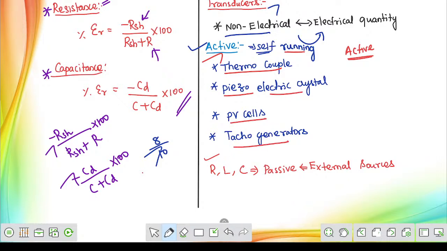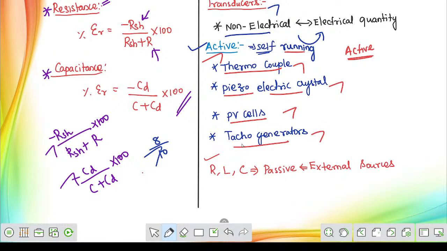You must remember the names, sir, because a direct question can be framed from them. Like, give an example of an active transducer: you must remember thermocouple, piezoelectric crystal, photovoltaic cell, tacho generators. All of these have the ability to run on their own.